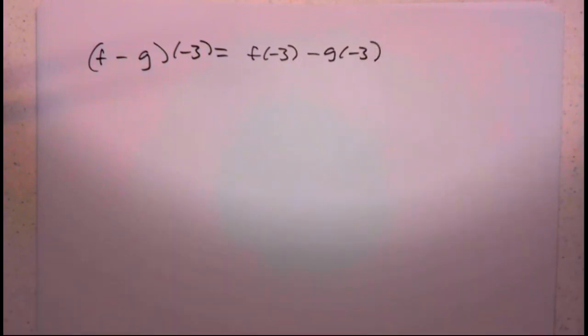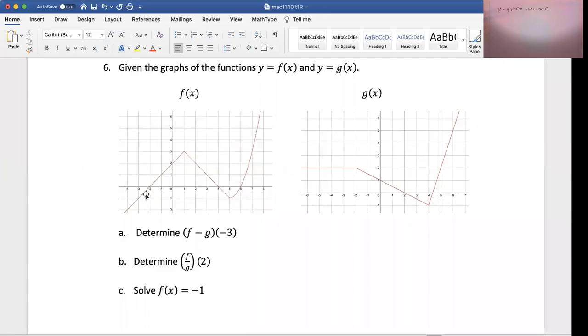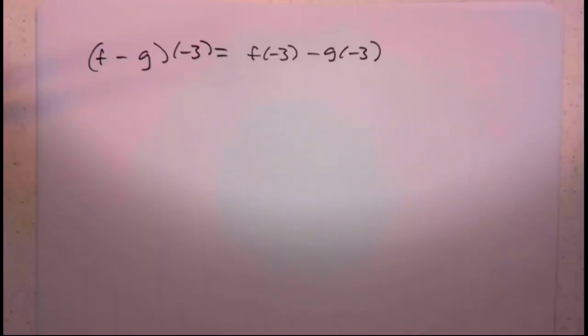And we get those numbers by looking at the behavior of the graph. So let's take a look. What is f of -3? -3 is here as the x value. It appears as if the y value is -1. So f of -3 looks like it's -1.